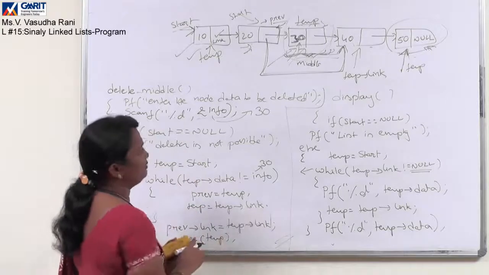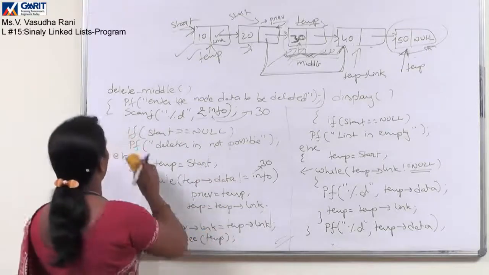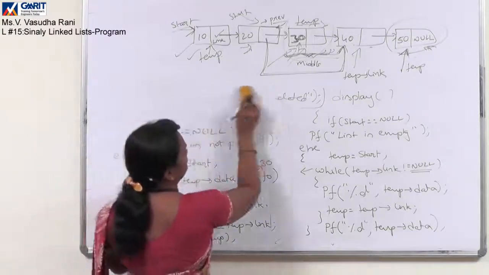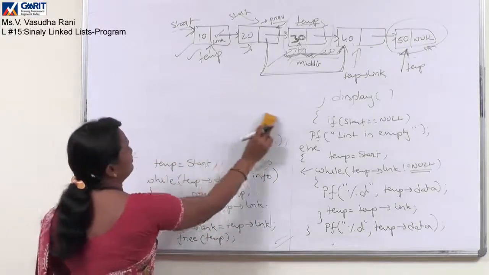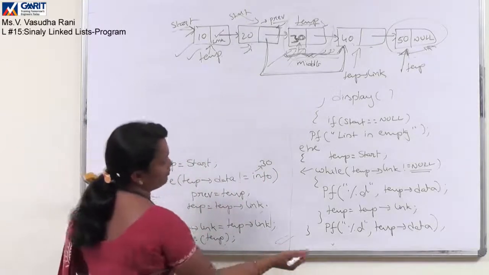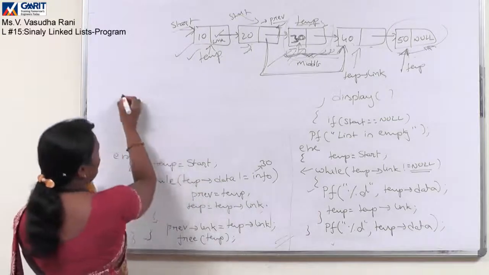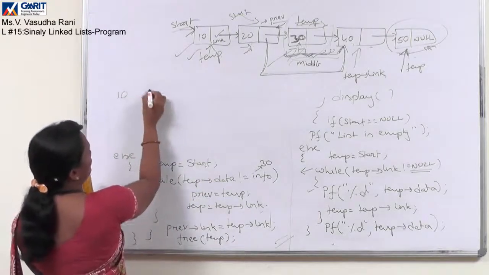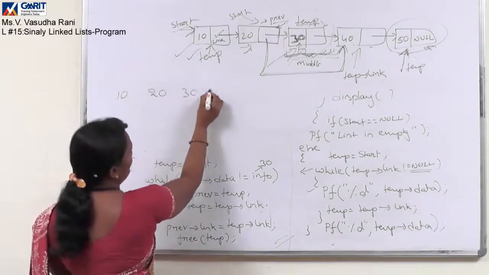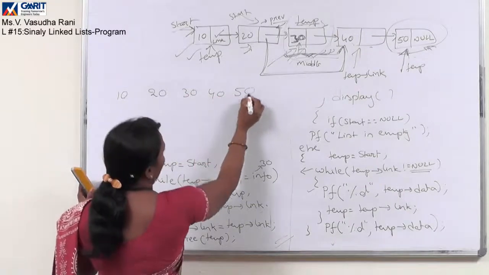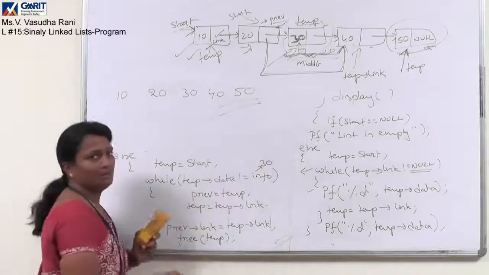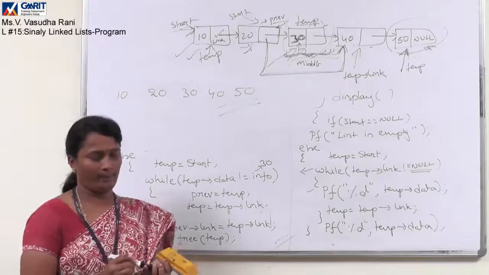And for this particular code, you can see the output. Data displayed as 10, 20, 30, 40, 50. This is the output for the display function.